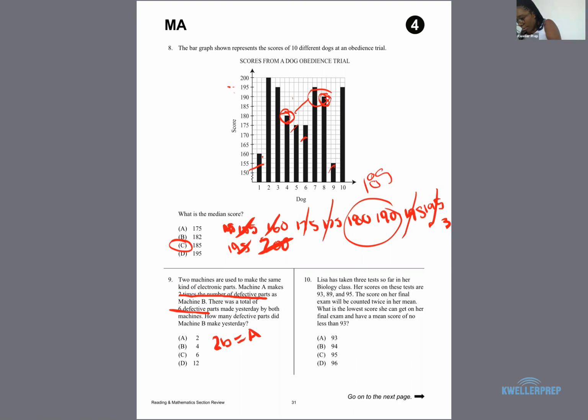right? And we have 6 defective parts made yesterday by both machines. So we have 2B, which really equals A, plus B, the machine B, equals 6. That's the total number of defective parts, which really adds up to 3B equals 6, and 6 divided by 3 is 2, so B equals 2. So A is the answer.